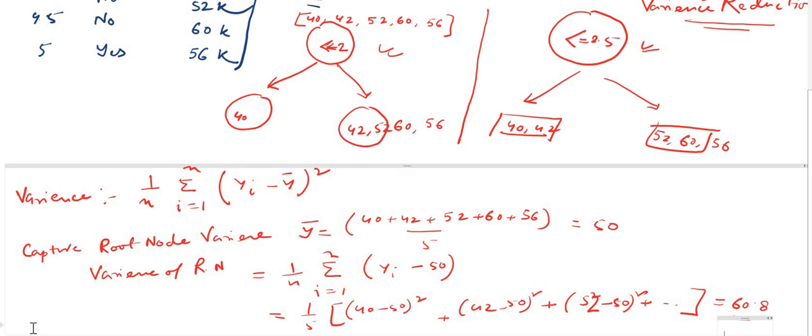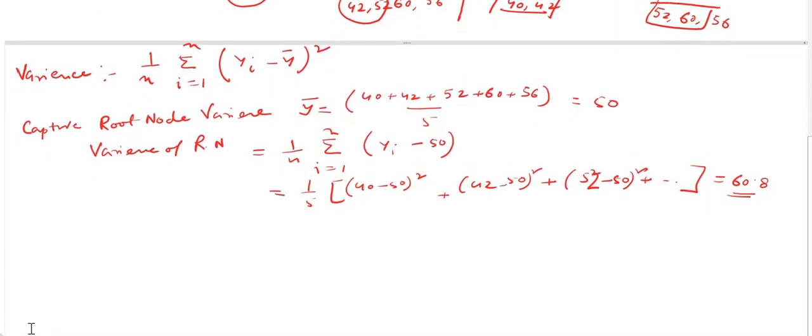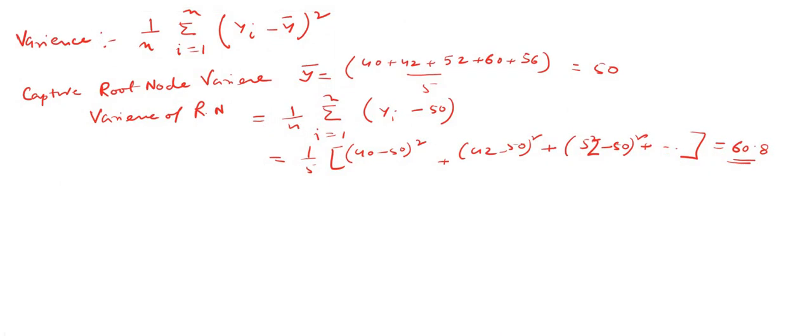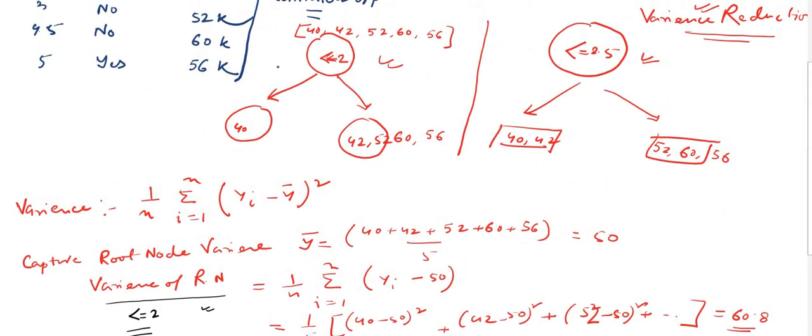Okay, I think up to this it's clear. So that's the way you are calculating the variance of the root node. Okay, it's a very important thing. And when the variance of a root node is less than or equal to 2, remember this thing. So basically we are calculating here, so this situation.